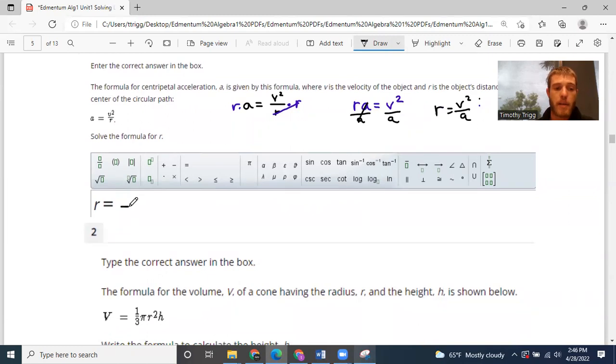When you write this down, make sure you're using the equation tool. You're going to use this fraction tool to start. Then when you type in V, you're going to use this tool right here because you need V to the power of 2, and then you put a 2 right here. Then when you go into the denominator, make sure to put A. So your answer should look like this.